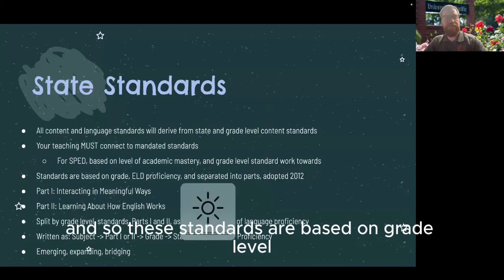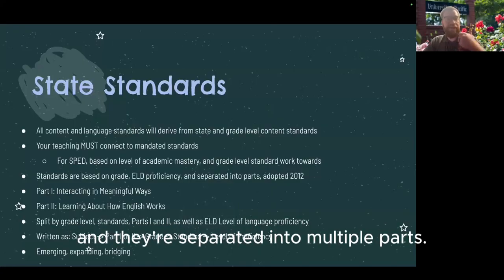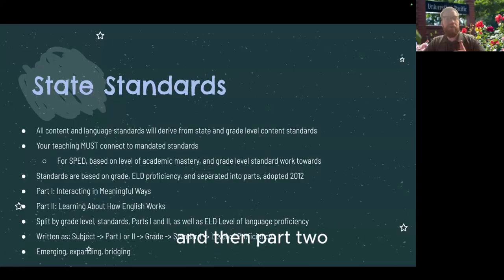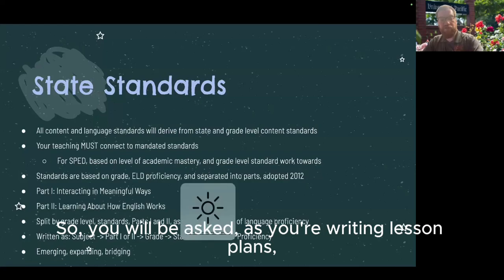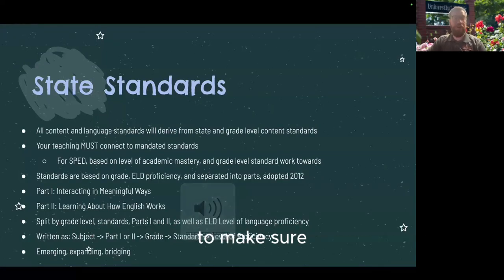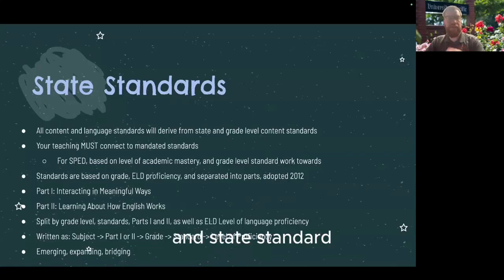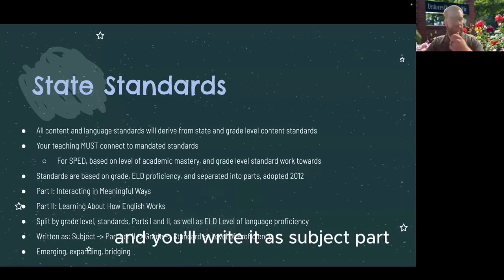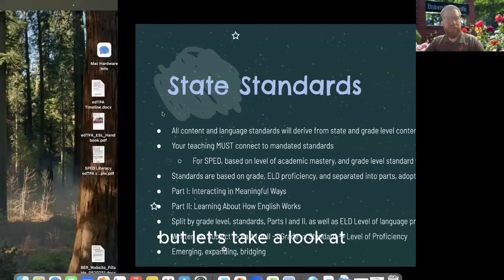And so these standards are based on grade level, English language development proficiency, and they're separated into multiple parts. So part one is interacting, how they're interacting, and then part two is how they're learning about English language. So you will be asked as you're writing lesson plans to make sure you have an English language development goal and state standard in support of also your content information. And you'll write it as subject, part, grade, standard, level, proficiency. But let's take a look at what that is.